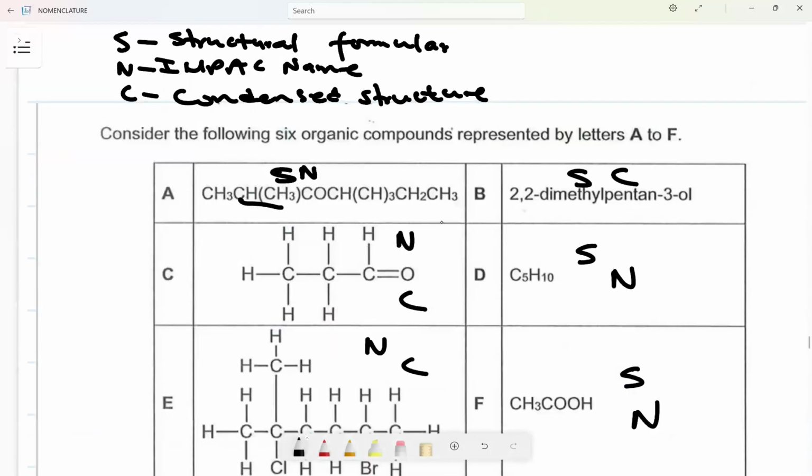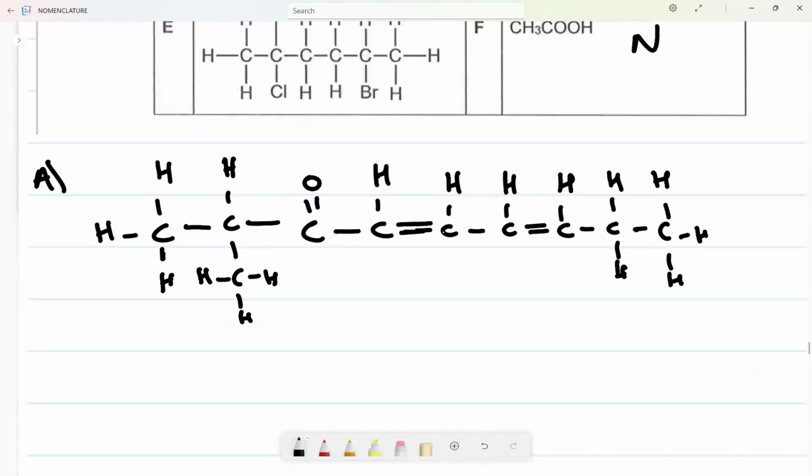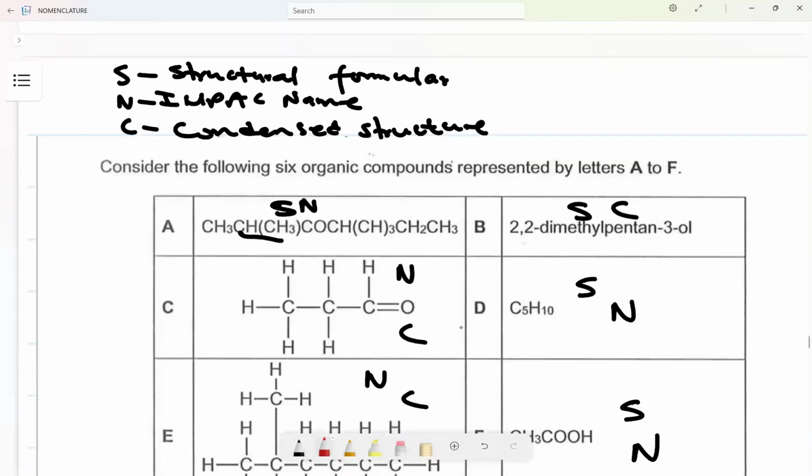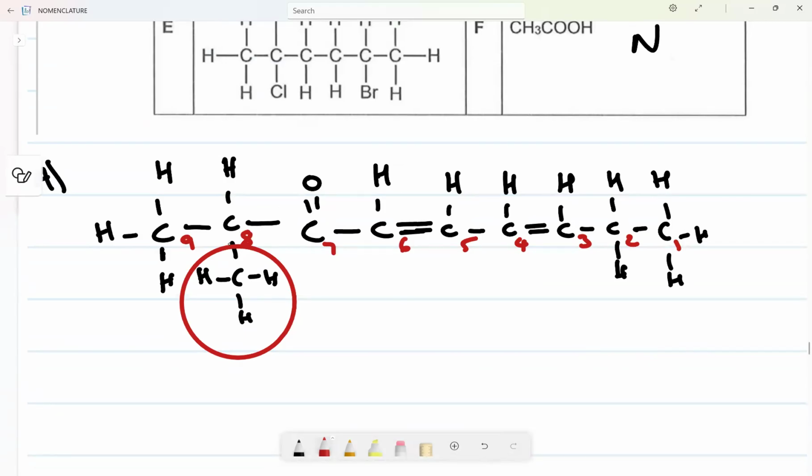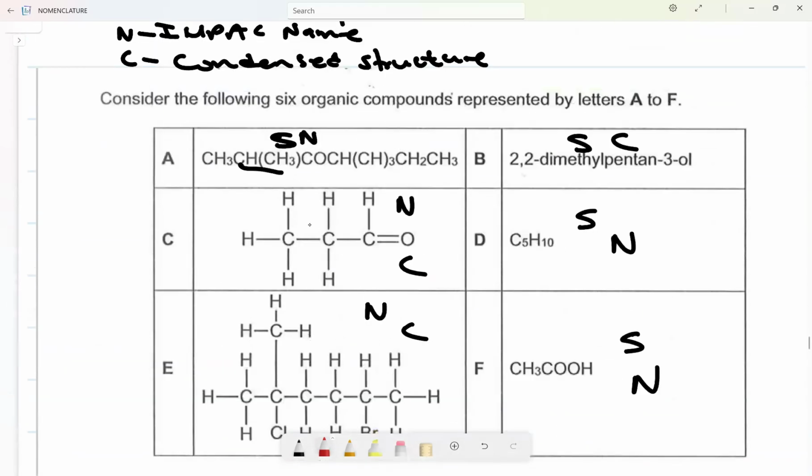How interesting. Let's be in a position of naming this. Let's name. I want the double bond to be the smallest. 1, 2, 3, 4, 5, 6, 7, 8, 9. So this becomes a branch. They won't ask you to name this because it has already exceeded the maximum, which is 8, that you are supposed to know.